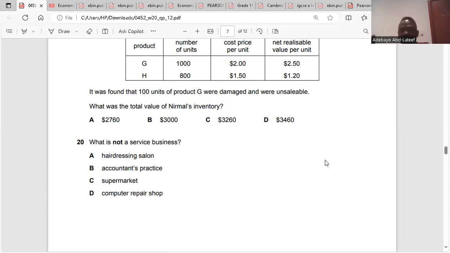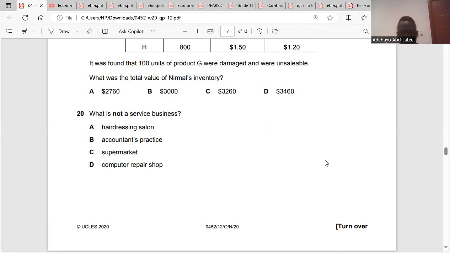Personalized. Do you get it? Yeah. So, hairdressing is personalized, accountancy practice is personalized, computer repair shop is personalized. So, the answer is C.